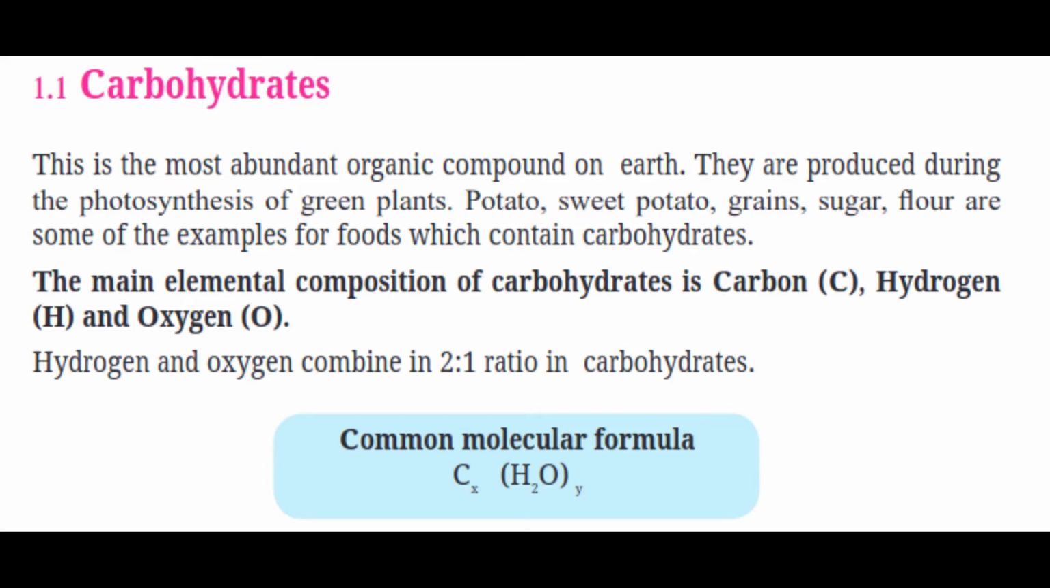1.1 Carbohydrates. This is the most abundant organic compound on Earth. They are produced during the photosynthesis of green plants. Potato, sweet potato, grains, sugar, and flour are some examples of foods which contain carbohydrates. The main elemental composition of carbohydrates is carbon, C, hydrogen, H, and oxygen, O. Hydrogen and oxygen combine in a 2 to 1 ratio in carbohydrates. Common molecular formula: Cx(H2O)y.